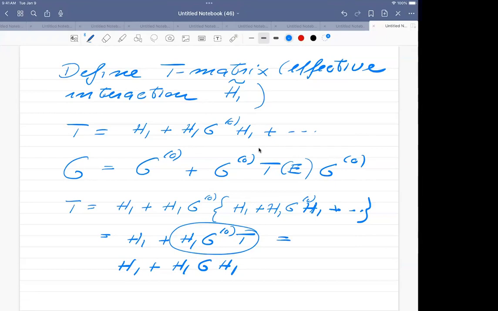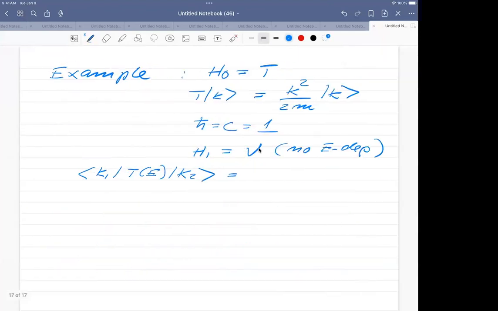So you see now I have H, there is a G here. So when setting up, it has to be in here. I would have to plug in a completeness relation for my propagator. So that means that when I'm using this expression here for the T matrix, I will have the following.